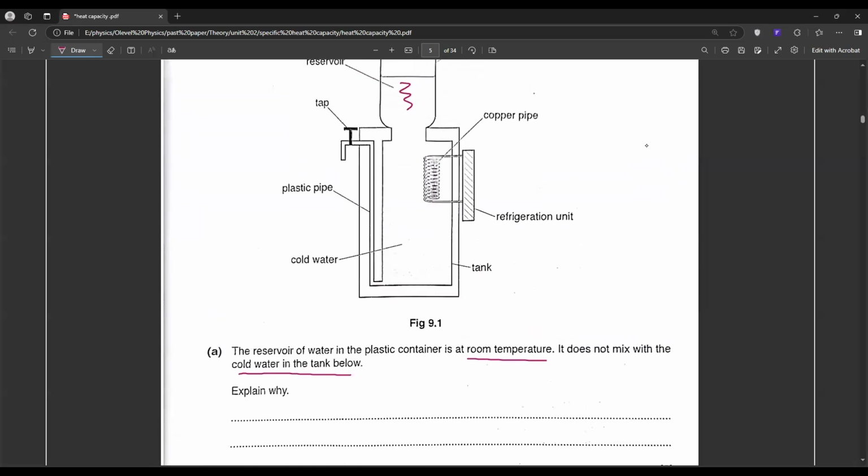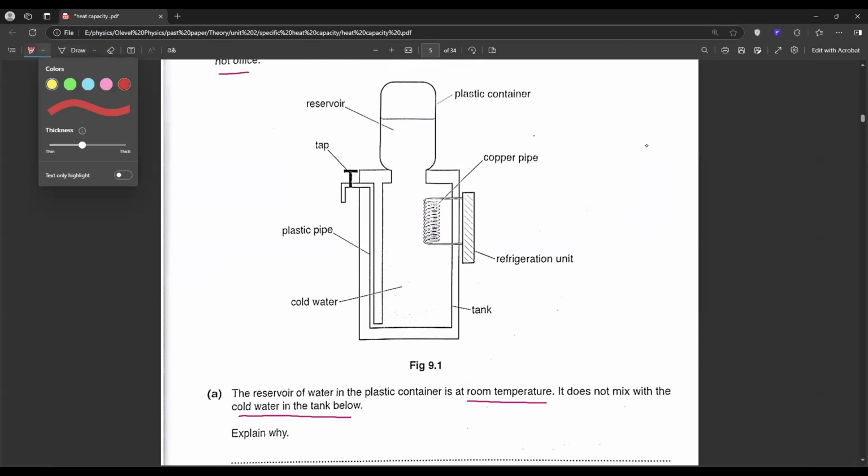Let me show you what the examiner is talking about. This is your, let me highlight it, it will be better. This is your water at room temperature. This entire thing is your water at room temperature, and this thing is your cold water. Why is the hot water or water at room temperature not mixing with the cold water? Any ideas? It is really easy.